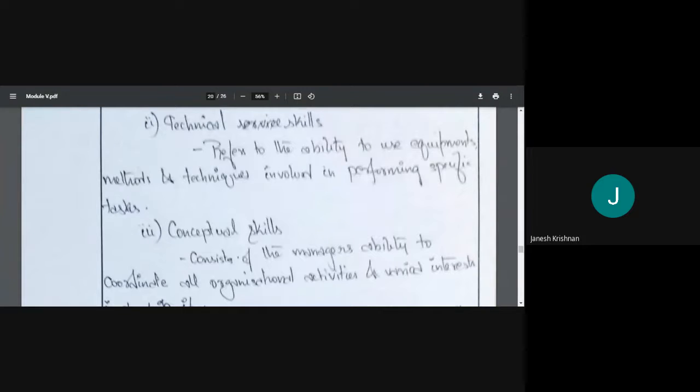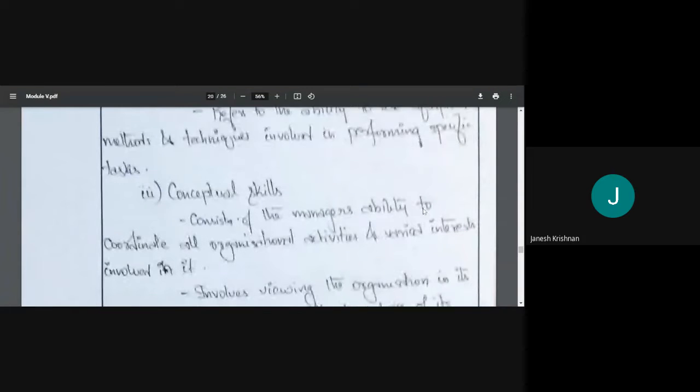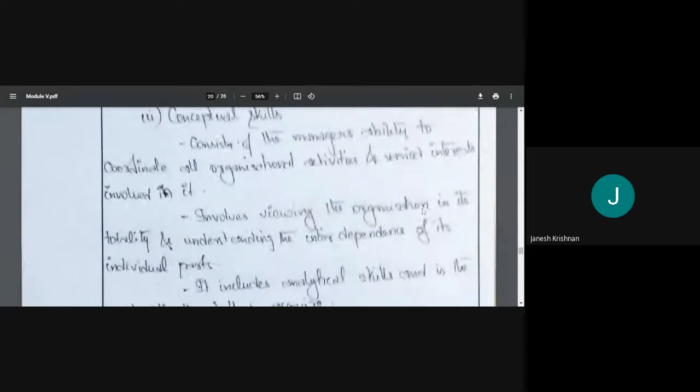Then conceptual skills. Conceptual skills means the ability to coordinate all organization activities and the varied interests involved in it. A manager is one who is managing everything, right? So he has to oversee everything. He has different roles, interpersonal, informational roles, that he has to carry out. He has to perform the functions, right? Everything has to be done by the manager. So he has to coordinate all the organizational activities, and also take into consideration the interests of people involved in it.